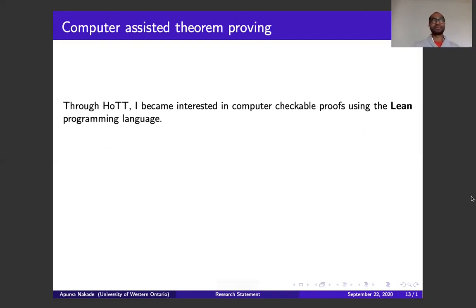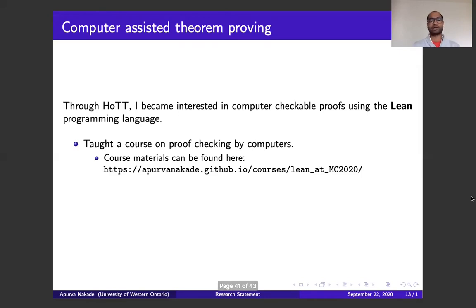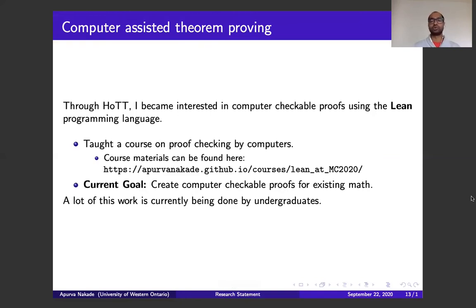Because I was doing homotopy type theory, which is very naturally proof checkable, I got interested in proof checking as its own field of research. And I'm interested in the Lean programming language, which is very actively developed. I taught a course on this over the summer, and this is a website you can see here. And my current goal is to add more math to the existing library of Lean.